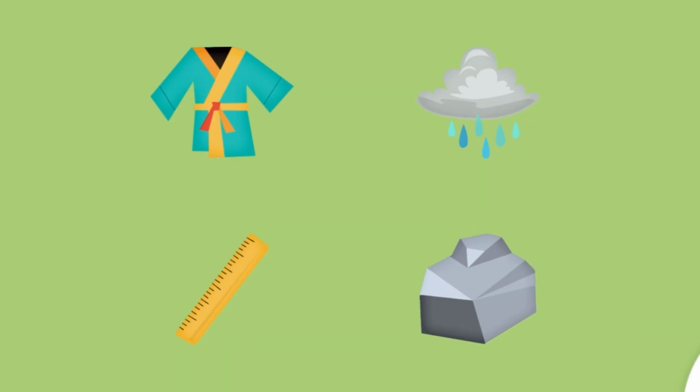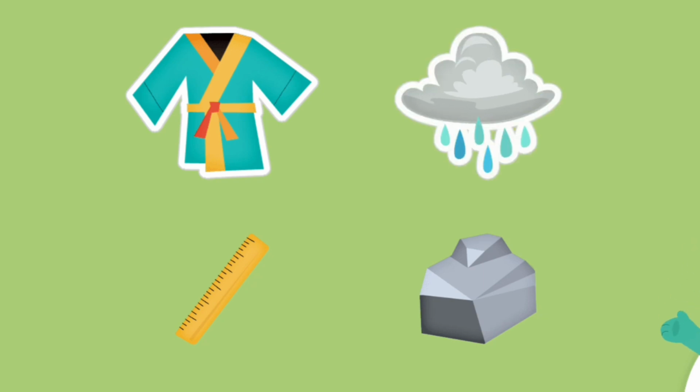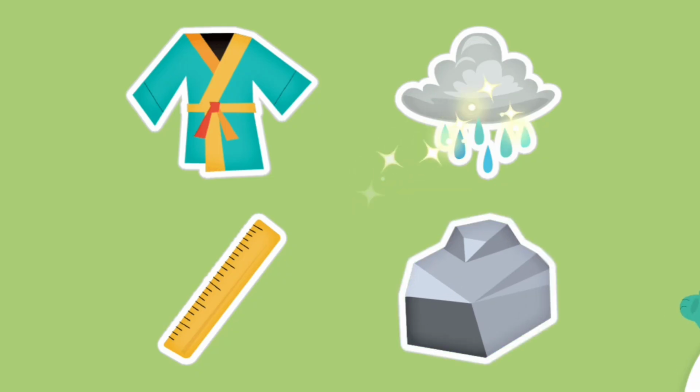All of these things start with the R sound. Tap them all and listen to the R sound at the beginning. Robe. Rain. Ruler. Rock. That's right.